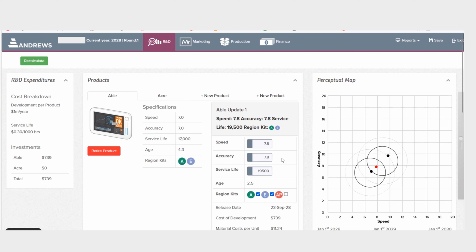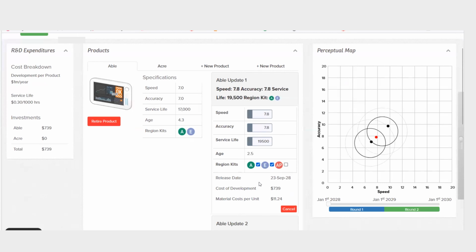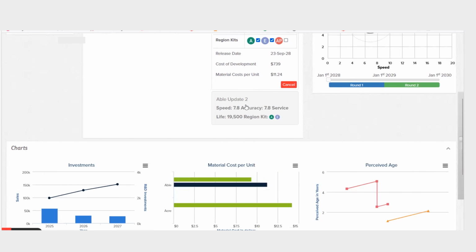speed for this sensor. Actually, I believe it is a phone. We change the speed for the budget product from 7.0 to 7.8, and also we change the accuracy from 7.0 again to 7.8. At the same time, you can see that when we make these changes, the age reduced to 2.5, which is closer to the 3 years required. And then service life, we change from 17,000 to 19,500.